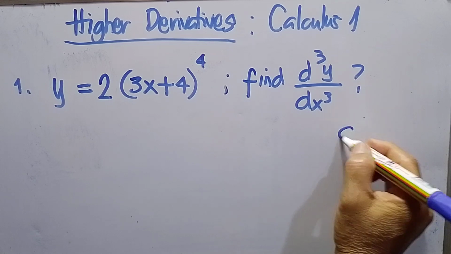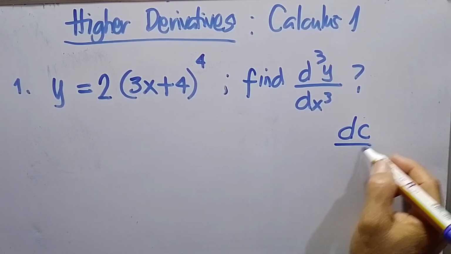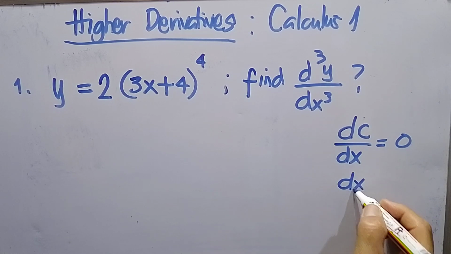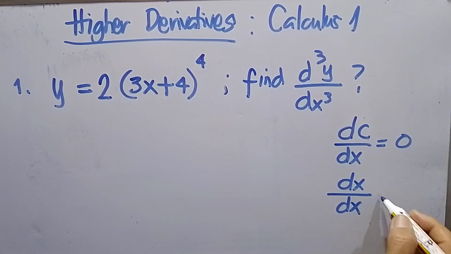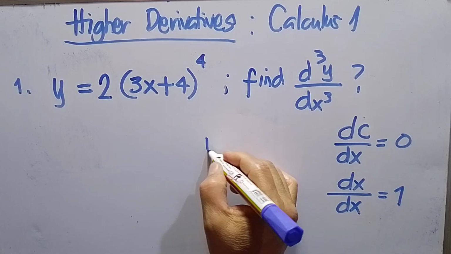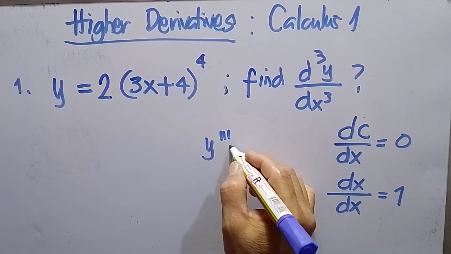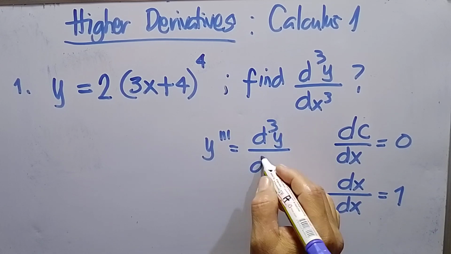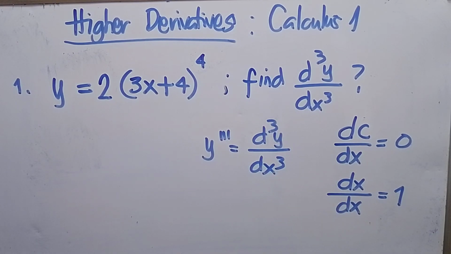So note that the derivative of a constant with respect to x will be equal to 0. And the derivative of x with respect to dx is equal to 1. And then note that y triple prime is equal to d3y over dx cubed. Okay, let us solve number 1.